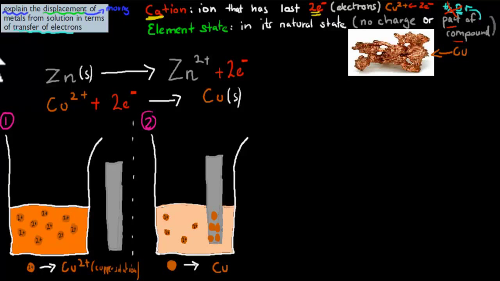What we're going to do is put this zinc strip, which is this one here, which is a metal in its elemental state. So a zinc metal strip.